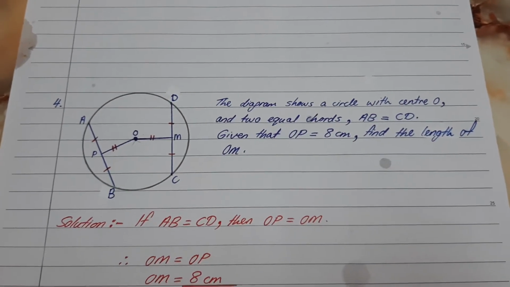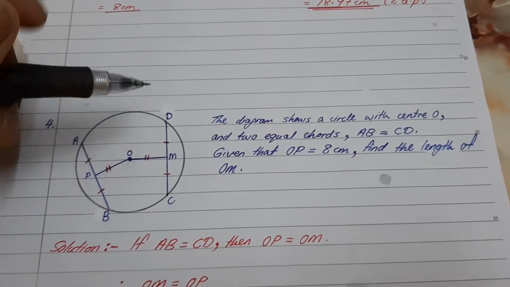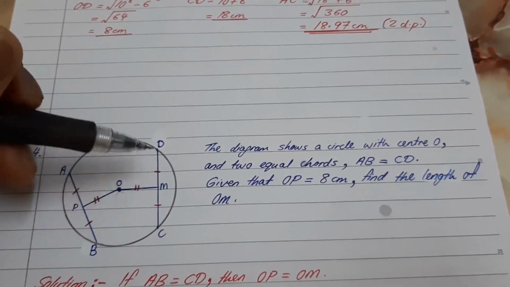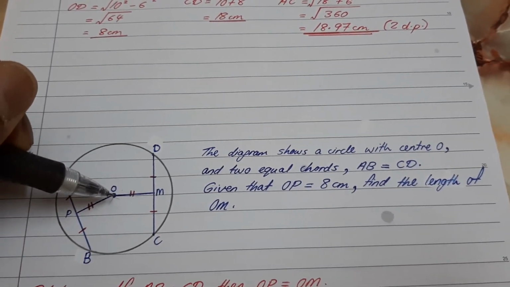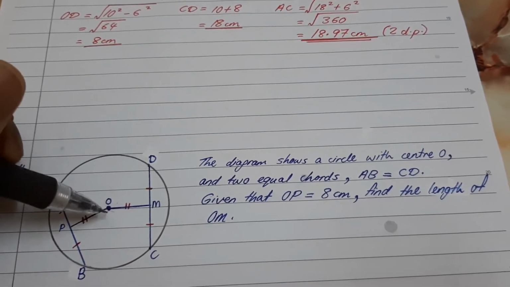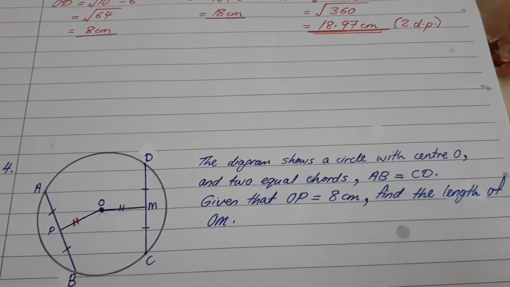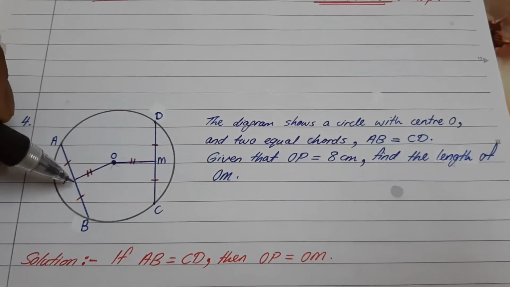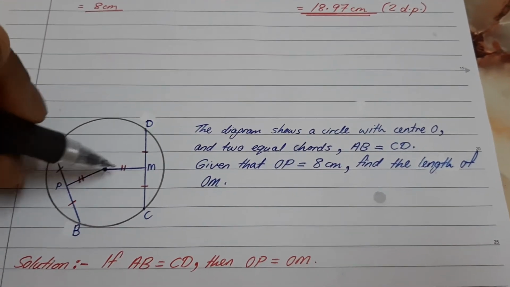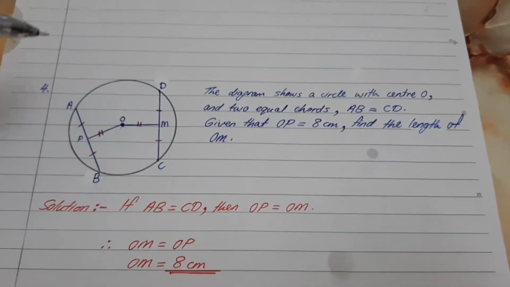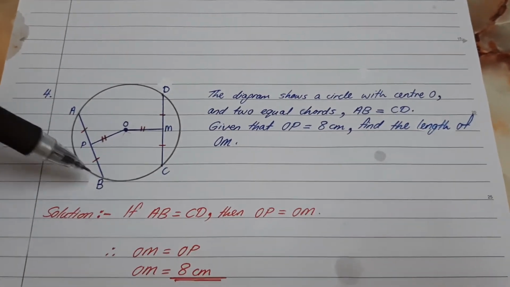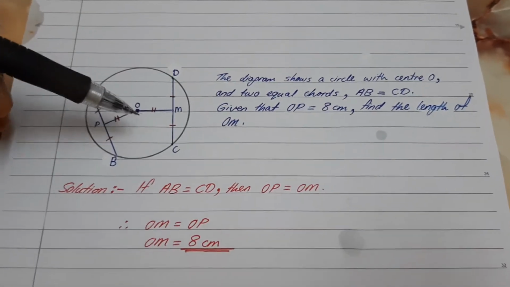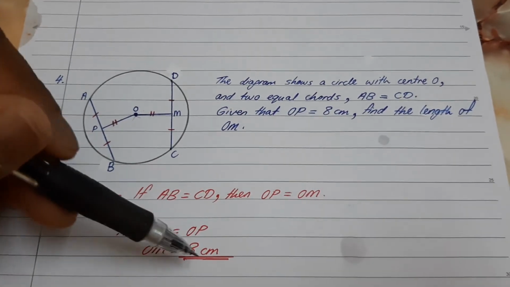Now the diagram shows a circle with center O and two equal chords. So chord AB and chord CD are equal. When two chords are equal, the length from the center to point P and the length from the center to point M are also equal. This is what you learn in Form 2. Given that OP is 8 centimeter, find the length of OM. The solution is, if AB is equivalent to CD, then OP is equivalent to OM. Therefore, OM is equivalent to OP, so you get 8 centimeter.